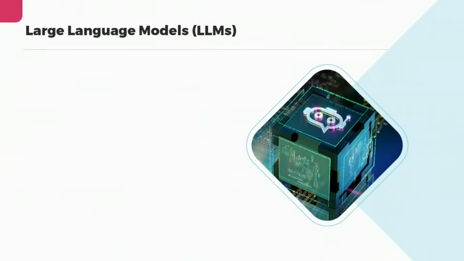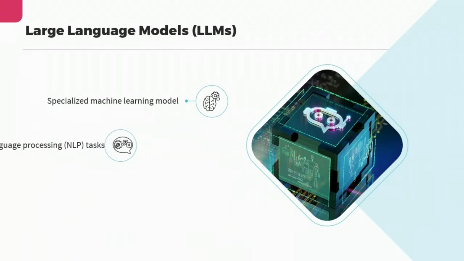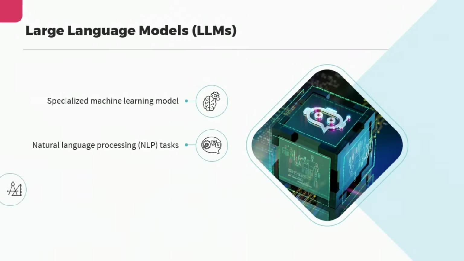Okay, let's start with large language models. So generative AI relies on large language models, which are specialized machine learning models for natural language processing tasks. Although the mathematical concepts behind large language models can be quite complex, some basic ideas behind their architecture provide insights into how they work.